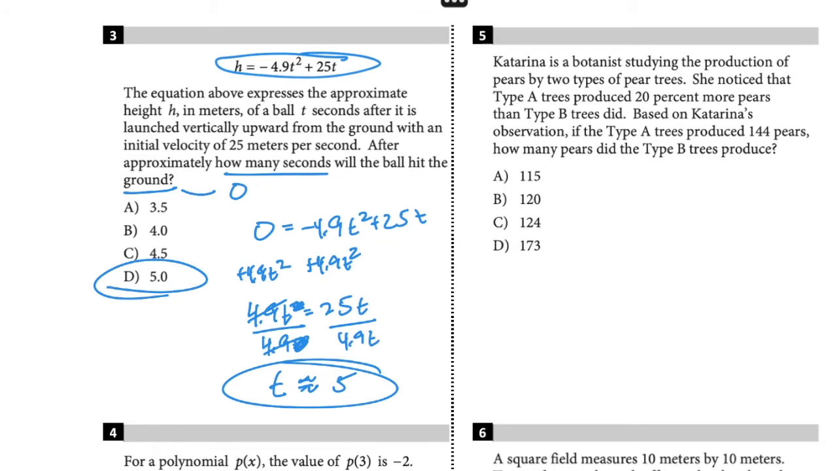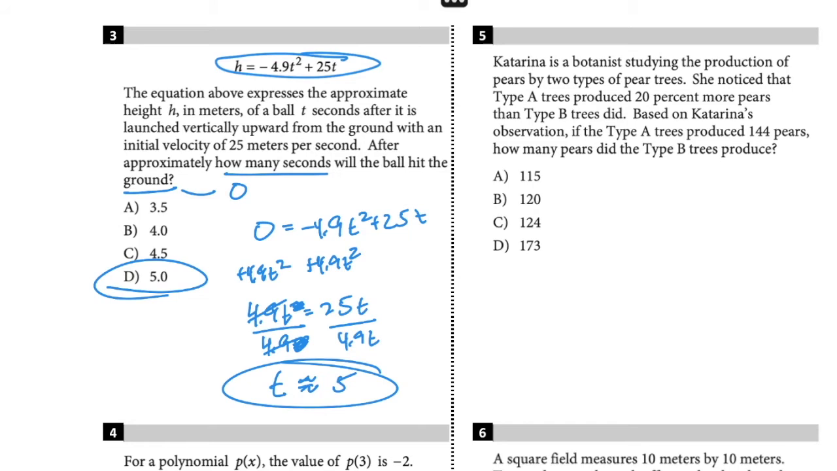All right, number 5. Katrina's a botanist studying the production of pears by 2 types of trees. She noticed that type A trees produced 20% more pears than type B trees did. Based on Katrina's observation, if the type A trees produced 144 pears, how many pears did the type B trees produce? Okay, again, we're trying to do this quickly.